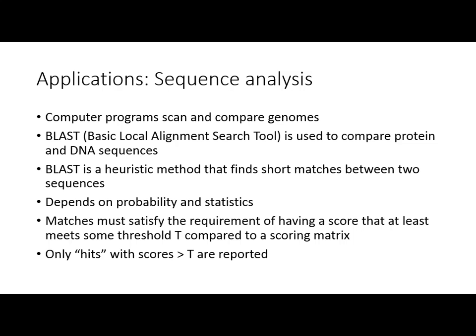And this depends highly on probability and statistics. So you get matches, but it's a way where you're looking at probability, and there's a certain score that these matches have to make. If it's a very good match, it gets a score higher than a threshold value you're looking at. And this program will only give you back scores that hit that threshold or above, right?